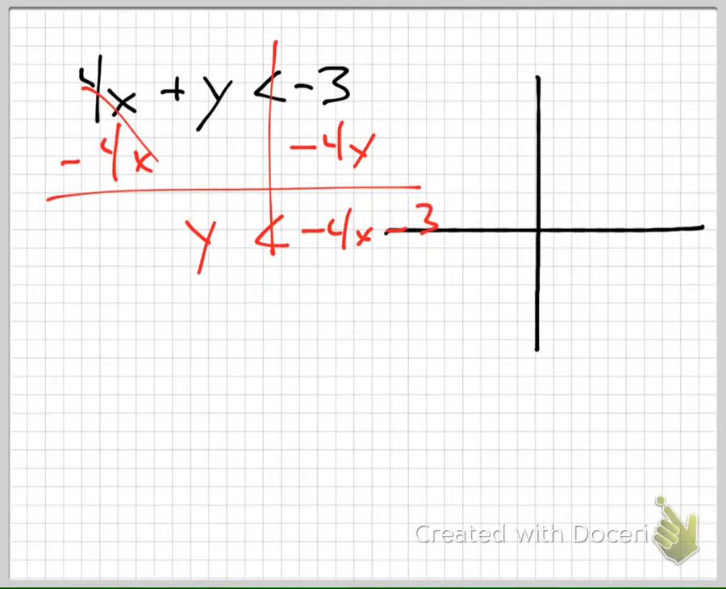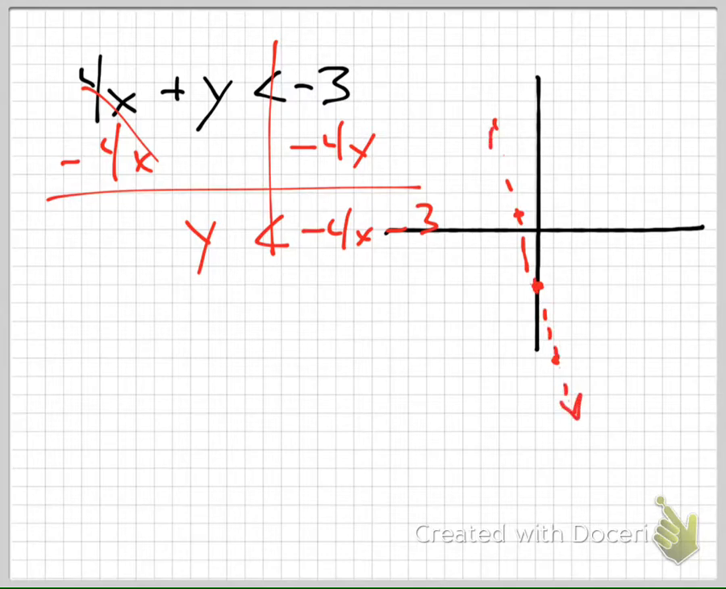We're good. So we know that this thing crosses at negative 3. And we know it's a negative 4 slope, so down 4 over 1, which is also up 4 over 1 over here. So we're going to draw our line like this. Ooh, is it solid or is it dotted? Dotted. Is that important? Yes. Hugely important.